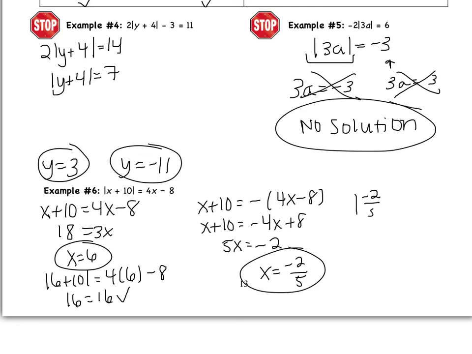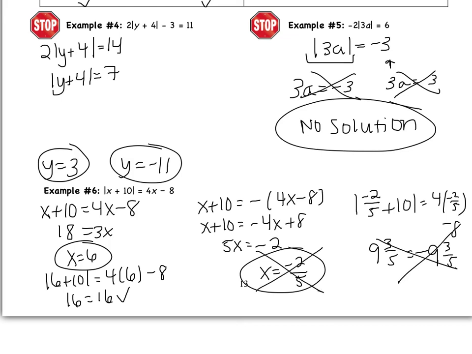Now trying my other solution. Sorry, I ran out of room. If you trust me simplifying, this ends up being 9 and 3/5 equals negative 9 and 3/5. Those are not equal. This answer does not work. That's why it is so important that you go back and you check your answers, because occasionally you will run into extraneous solutions like that.